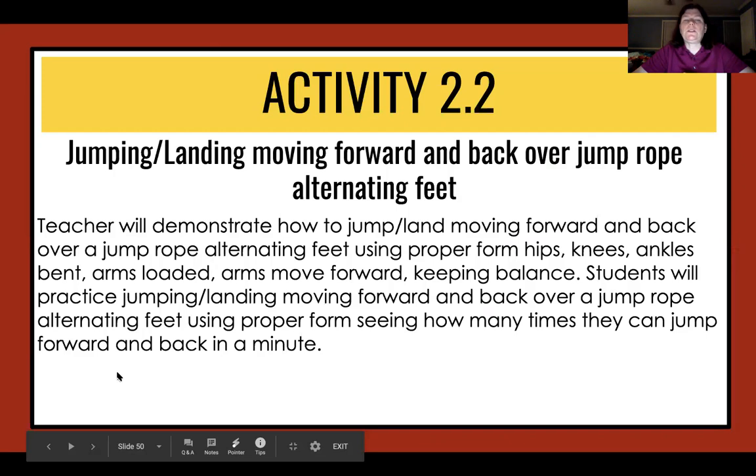To jump and land, moving forward and back over the jump rope, alternating feet. The teacher will demonstrate how to jump and land, moving forward and back over the jump rope, alternating feet using proper form: hips, knees, ankles bent, arms loaded, arms moving forward and keeping balance. Students will practice jumping and landing, moving forward and back over a jump rope, alternating feet using proper form, seeing how many times they can jump forward and back in a minute. Here's how it should look.